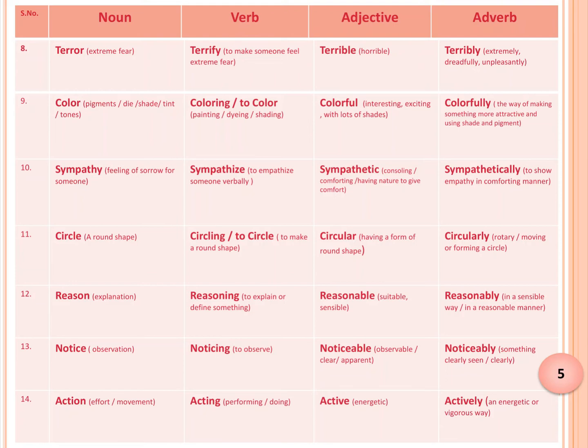Number 11, circle, circling or to circle, circular, circularly. Number 12, reason, reasoning, reasonable, reasonably. Number 13, notice, noticing, noticeable, noticeably. Number 14, action, acting, active, actively.